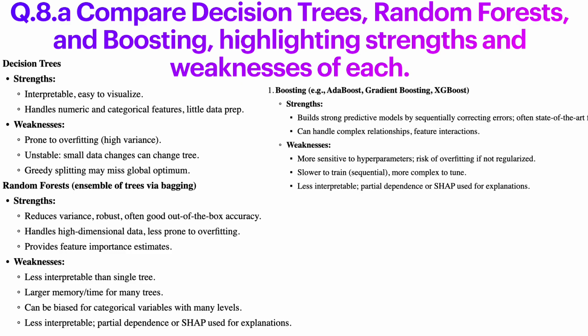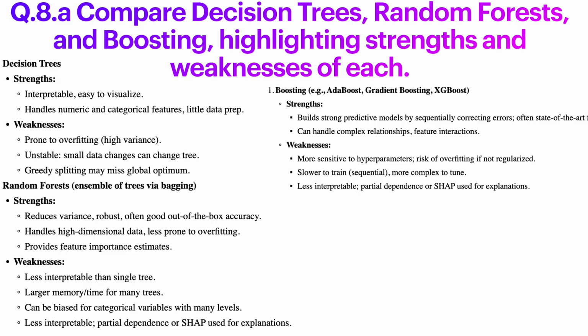It requires large memory for many trees. It can be biased for categorical variables with many levels. It is less interpretable; partial dependence can be used for explanation. In boosting, it is more sensitive to hyperparameters. There is a risk of overfitting if it is not regularized.